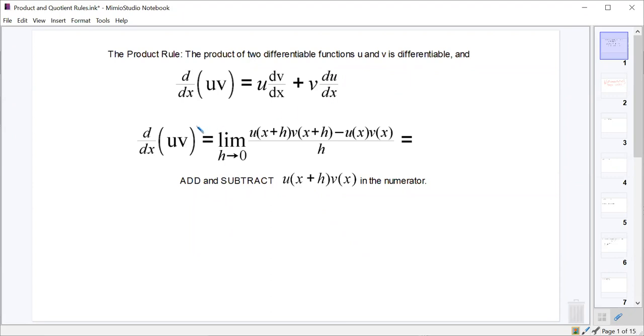So if I was looking for the derivative of u times v, I could write it out as a limit of the difference quotient, right? And if my function is u of x times v of x, then we should get u of x plus h times v of x plus h minus u of x times v of x, all over h. That's what the difference quotient would look like for the function u times v. Would you guys agree with that?